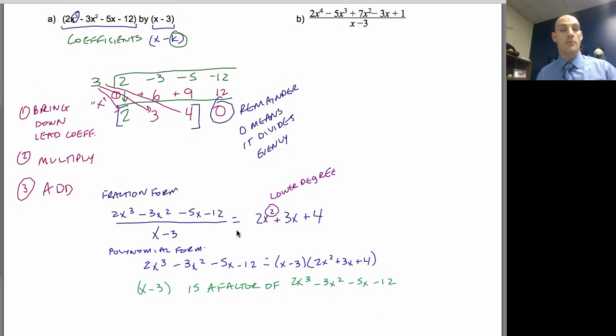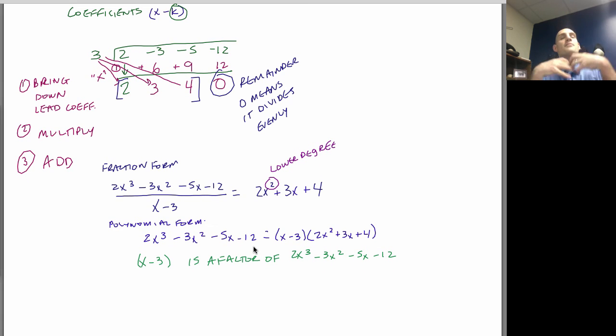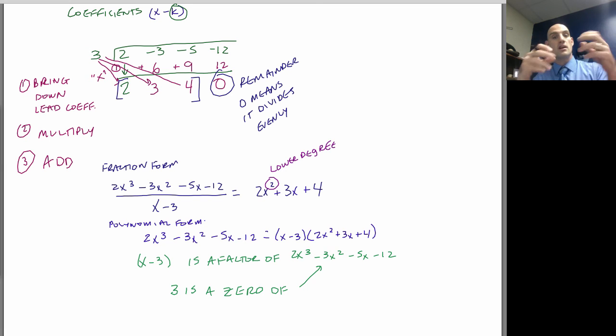So that also means what? If I have something that's a factor of it, that means that 3 is a 0 of this because it divides evenly. When we factor a polynomial and we have that x minus 4 times x plus 2 times x minus 5, each of those tells me a factor, which means a 0. Well, in this case, because I have no remainder, that means that 3 is a 0.